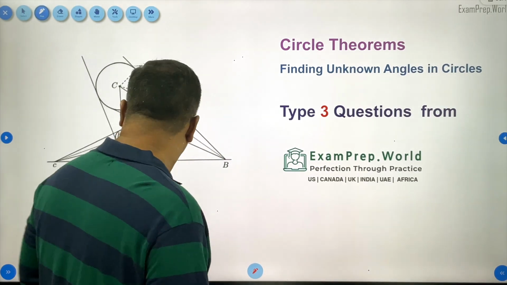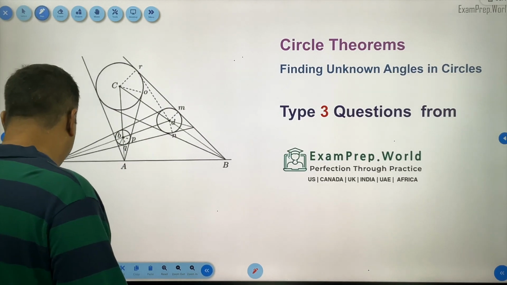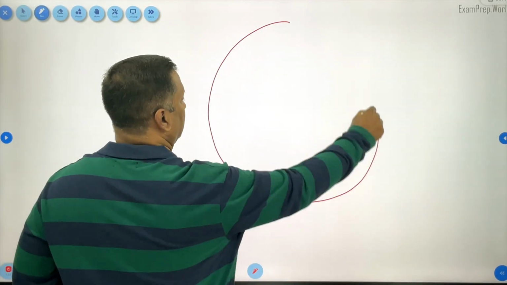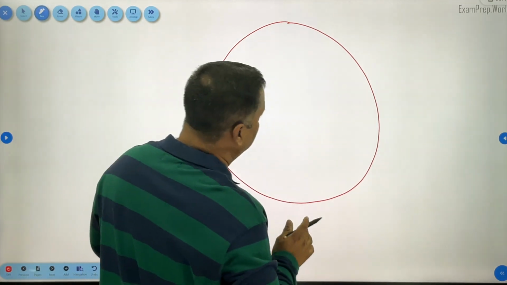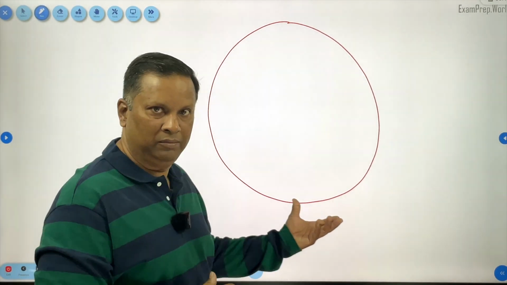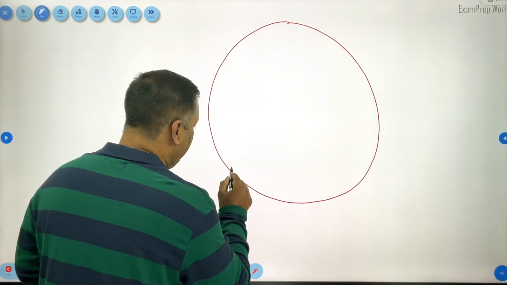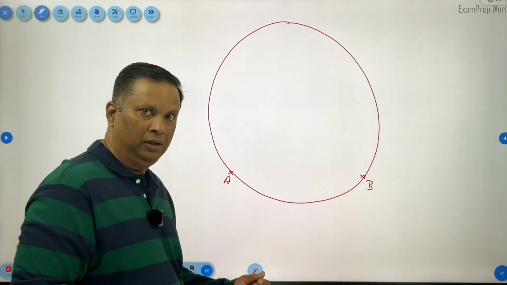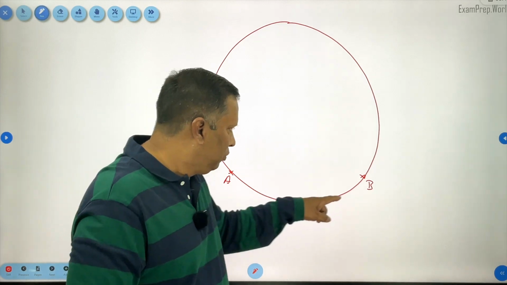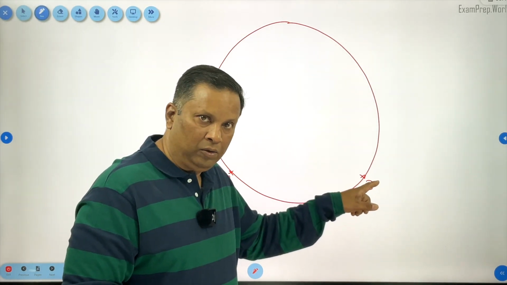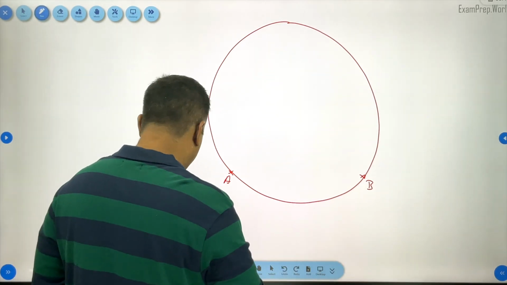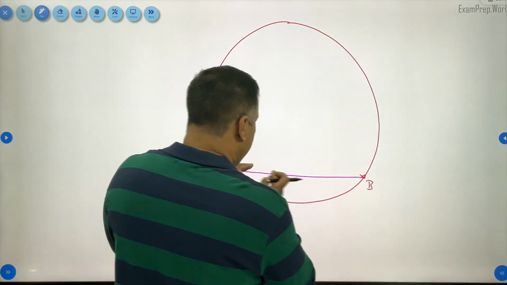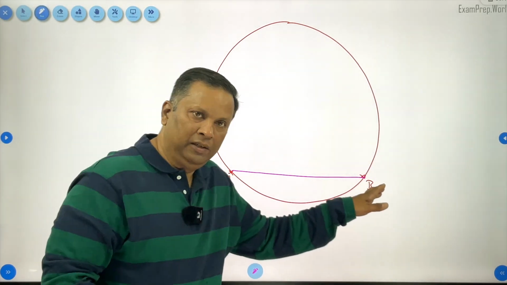Before that, as usual, let us understand the theorem itself. So we have a circle here. It doesn't look like a circle, but fine. Now if I take 2 points A and B on the circle, this curved line is an arc, but if I join AB, it will become a chord. AB straight line is a chord and this curved line is an arc.